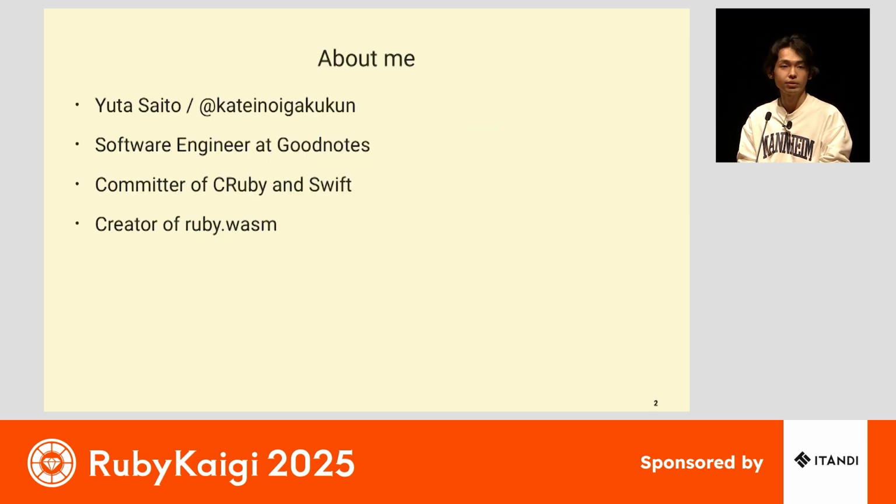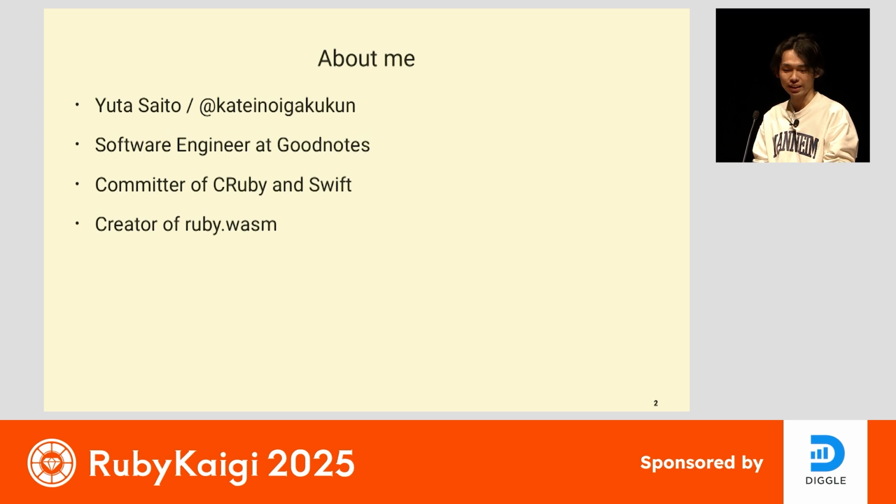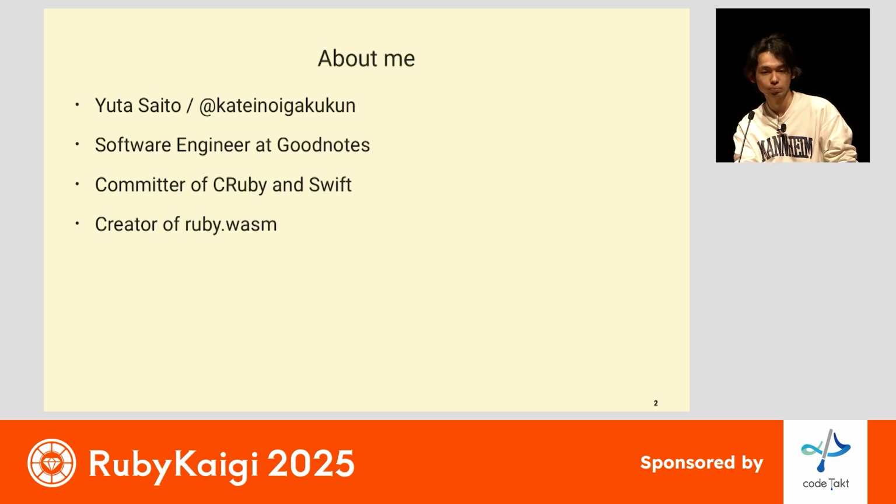Let me briefly introduce myself. I'm Yuta Saito. Fortunately, I successfully completed my master's degree, so now I'm no longer a student. Currently, I'm working at GoodNotes as a software engineer, making the Swift language available on the web. I'm also a committer to CRuby and Swift, working on WebAssembly support for both languages. As a hobby, I'm working on Ruby.wasm stuff.